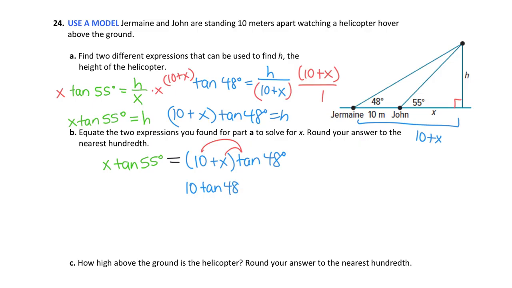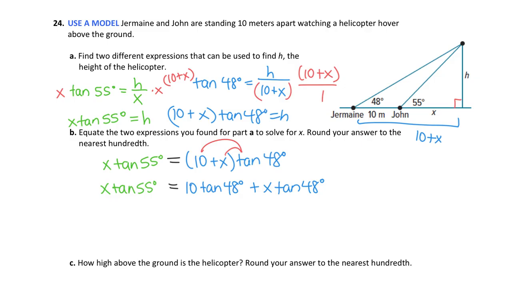And those are going to be really, really long decimals because they're going to be irrational numbers. So we have tangent 10 times the tangent of 48 degrees plus 10 x times the tangent of 48 degrees. And that is going to be equal to x times the tangent of 55 degrees. Now, I didn't leave you very much space, so that's my bad.